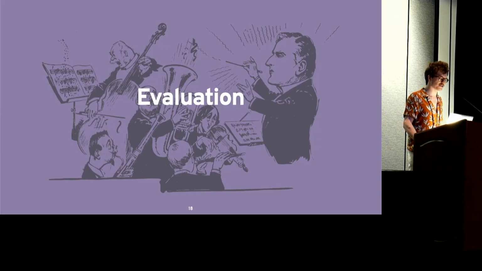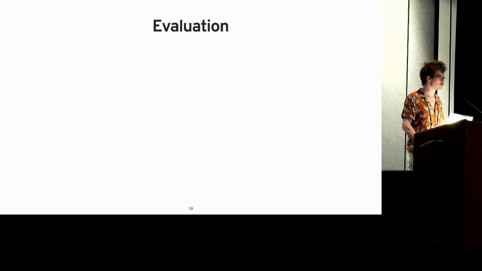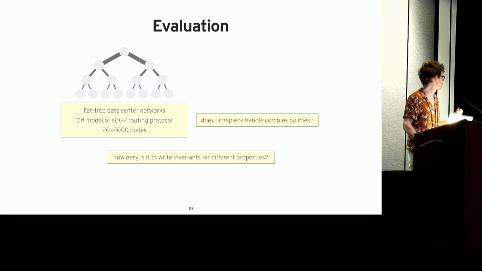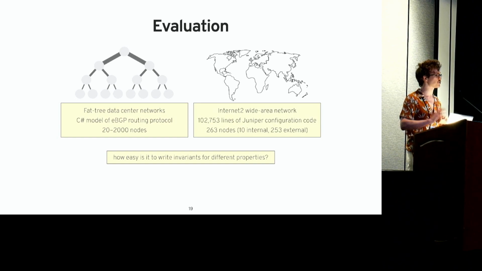So I'll now get into our evaluation. We wanted to examine 3 different things: first, scalability, but also how well we can handle complexity and writing invariants for different properties. For scalability, we looked at fat tree networks, and we scaled the size of the network from just 20 nodes all the way to 2,000. And for complexity, we looked at the Internet 2 wide area network, which has been previously looked at in other verification tools. It's a very large network.